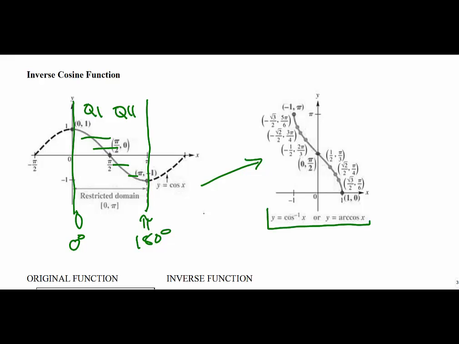and we get what we call the graph of the inverse cosine function, which of course would be cosine with a little -1, or y equals arc cosine of x. So arc cosine is the same thing as the inverse function. When we switch all the x and y values around, we see that we actually do end up with a function. This definitely passes the vertical line test.